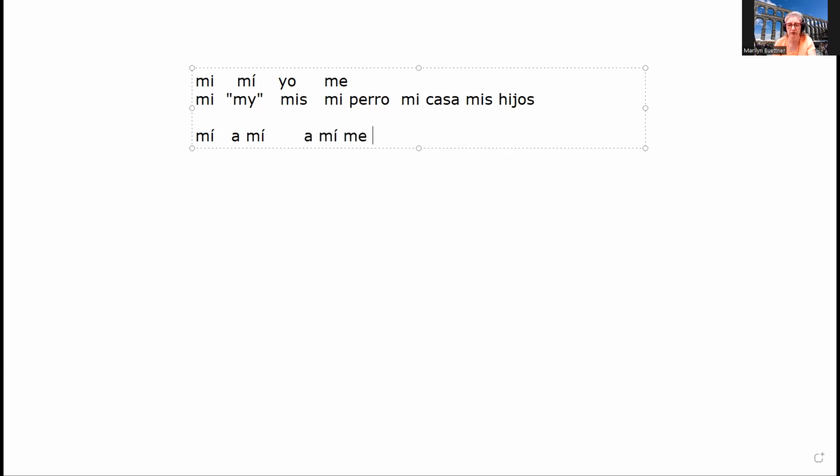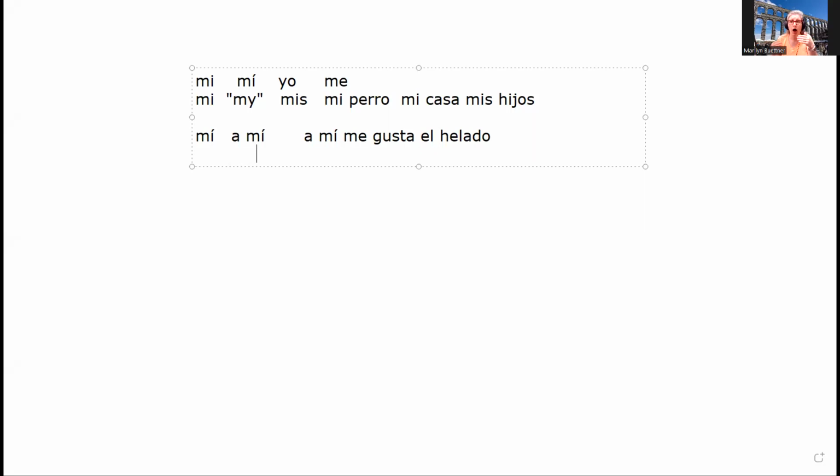A mí me gusta el helado. I like ice cream. A mí también. This a mí is an icing on the cake kind of thing. You don't have to have the a mí. You could just say me gusta el helado. I like ice cream. And that would be enough. The a mí just makes it emphatic.